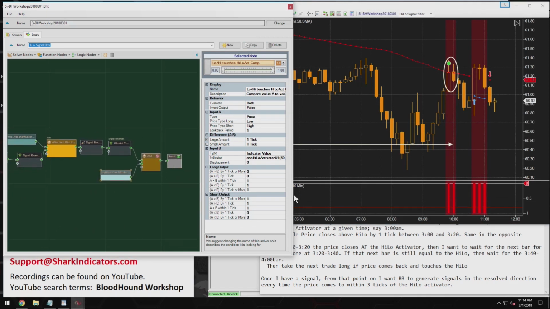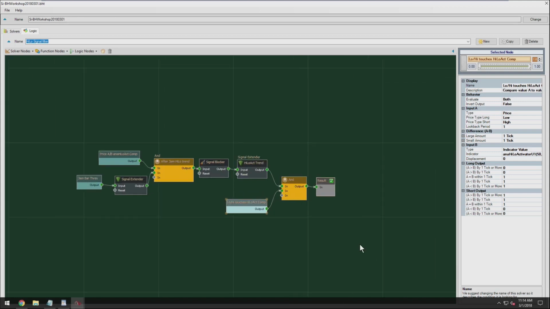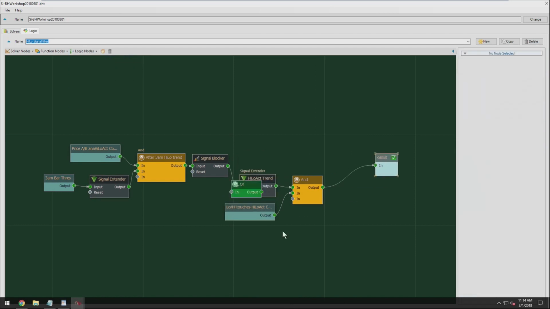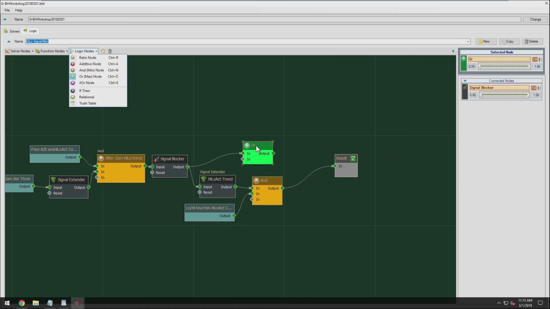I'm gonna pause just a moment here. I want to be able to see the 3 a.m. bar. Being able to see that 3 a.m. bar is gonna help me out a little bit. The way I can do that is I'm gonna set up some temporary logic here.